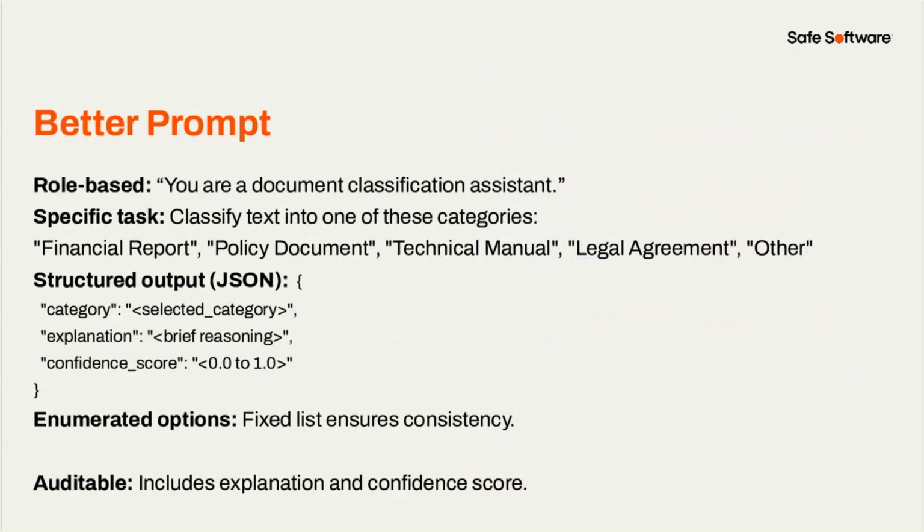A better prompt would be something that's role-based. You're defining a very specific task for it to use. You're setting expectations on what you want for the output. So here, select a category, give me an explanation, and give me a confidence score. You're enumerating the options, so you really want that fixed list for consistency. And then it's auditable because you can go back, look at its explanation, look at its confidence score, and maybe audit the ones that it's less confident in and look at the reasoning too.